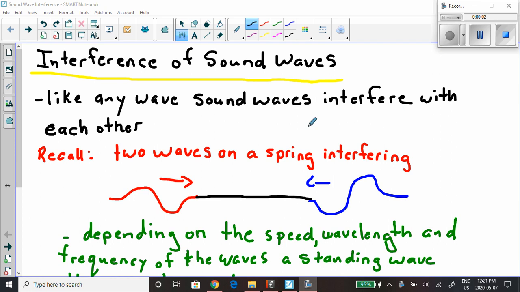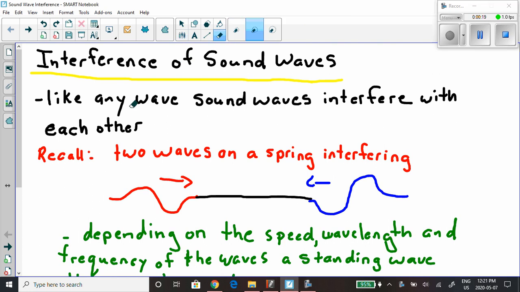Okay, kids, we're back and we're moving along through the textbook. Today we're in section 7.8. I'll have you read about that today, and I think there's only one question today. So we're all about interference of sound waves.